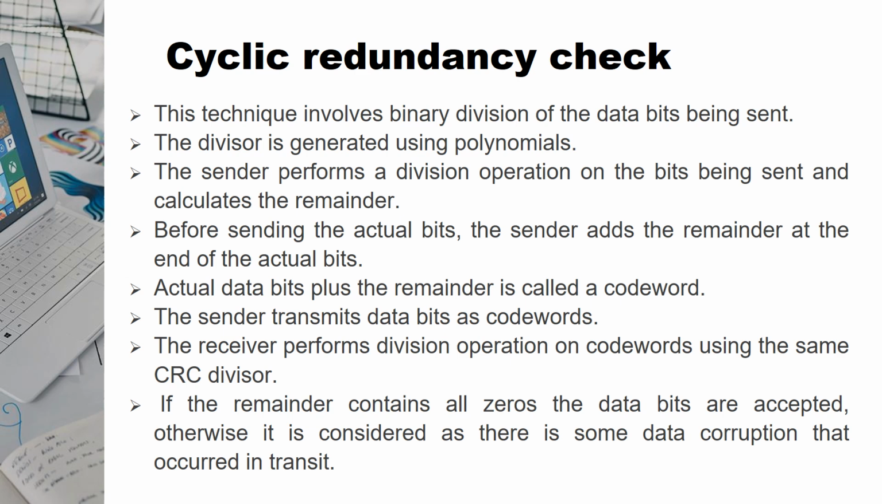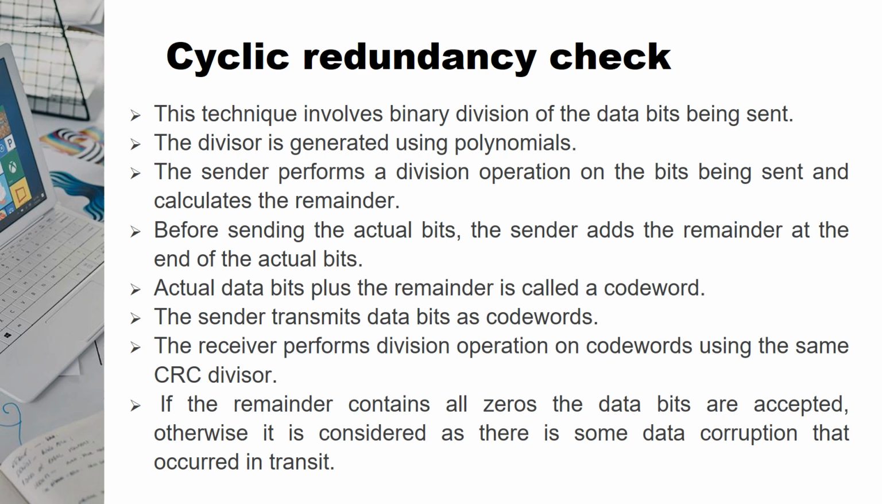So this technique involves binary division over the data bits being sent. The divisor is generated using polynomials and the sender performs a division operation on the bits being sent and calculates the remainder. This is grade 3 mathematics. So before sending the actual bits, the sender adds the remainder at the end of the actual bits. So the actual data bits plus the remainder is called a code word. So the sender transmits data bits as code words.